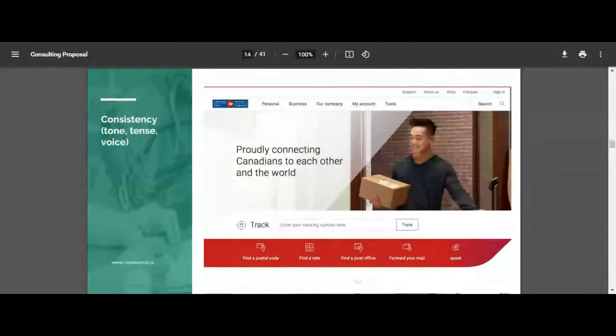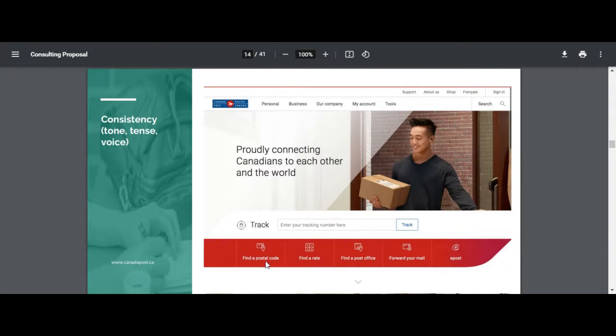Consistency, tone, tense, and voices. So let's look at this item from Post Canada. We may as well just look at navigation, right? We have our top navigation, where we have a logo, personal, business, our company, my account, tools, search. And then support, about us, shop, français, sign in, personal product.